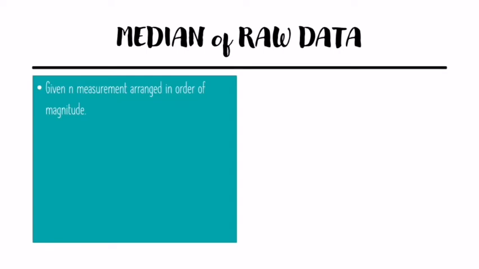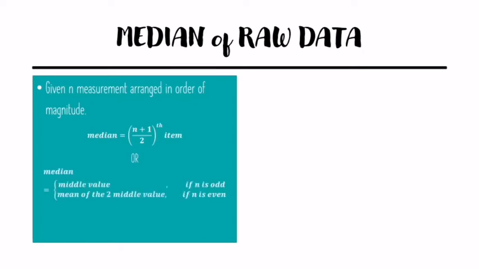Given n measurements arranged in order of magnitude, we have median equals, in brackets, n plus 1 divided by 2. This shows the position of the item. This is not your median yet. This is just the position, to calculate which position is the median. However, there are other ways to calculate the median. The median equals the middle value if n is an odd number. The median is also equivalent to the mean of the two middle values if n is an even number.